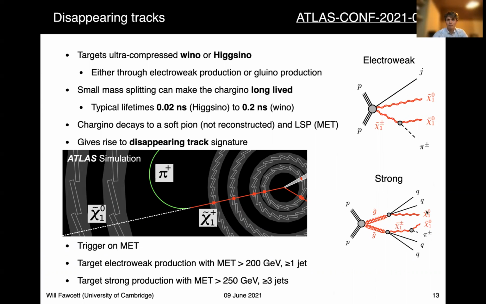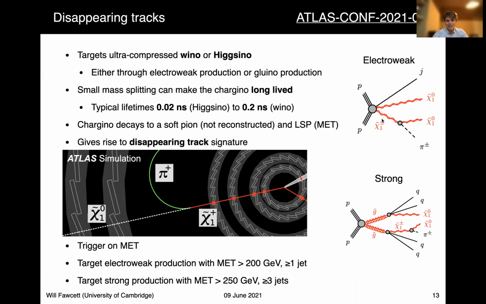The key thing with the Wino or the Higgsino is that they have a small mass splitting between the chargino and the neutralino. And this can lead to a long-lived chargino, typically with lifetimes around 0.02 nanoseconds for the Higgsino and 0.2 nanoseconds for the Wino.